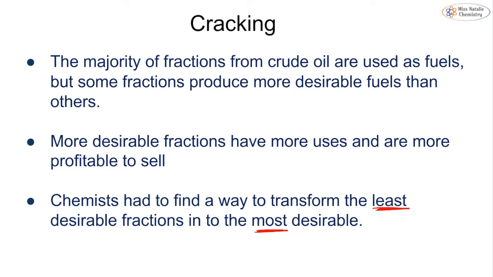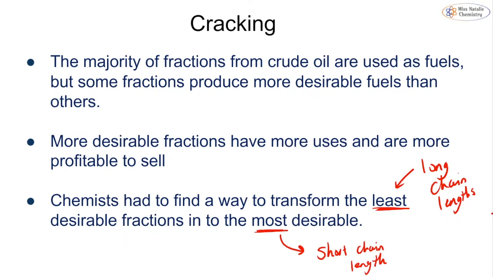So what we want to do is transform the least desirable fractions into the most desirable fractions. And what we tend to find is the least desirable are the ones that have long chain lengths, because they have these properties that aren't particularly useful. They don't flow, they don't burn very easily, and they have a high melting point. So that's not really what we want. We want the most desirable chains, and they tend to be your short chain lengths. Things like your refinery gases or gasoline will have chain lengths up to about 8 to 10 carbons at most.